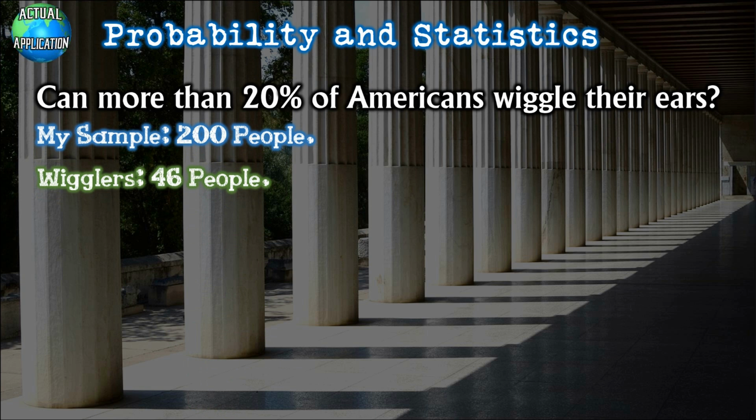people could wiggle their ears. That's 46 out of 200, which is 23%. Hey, that's more than 20%, right? Case closed. Right? Well, no. It's not case closed. It's possible that fewer than 20% of Americans can wiggle their ears.